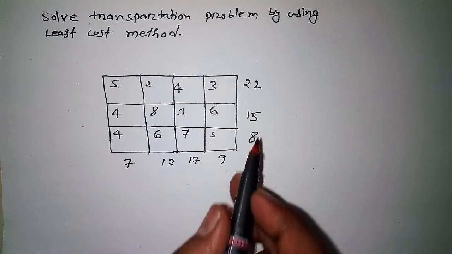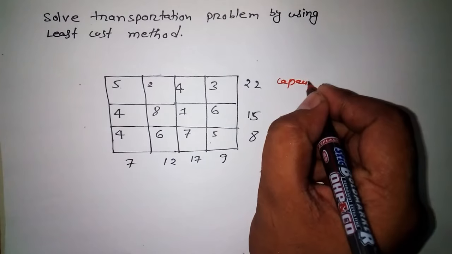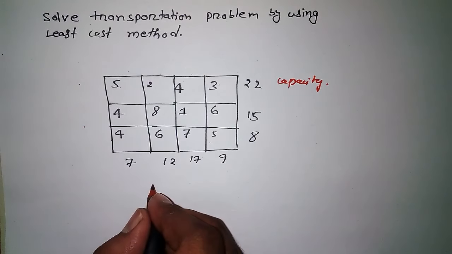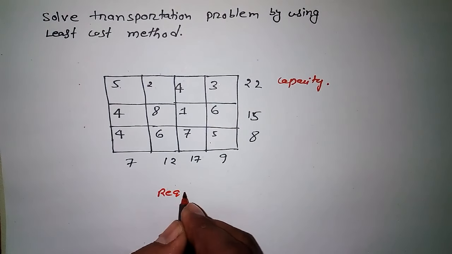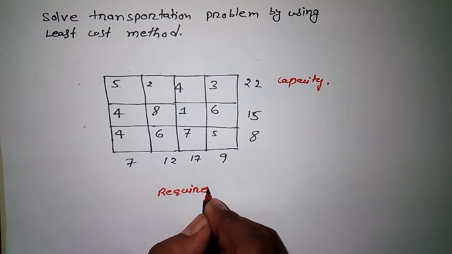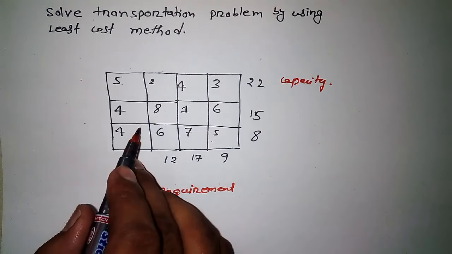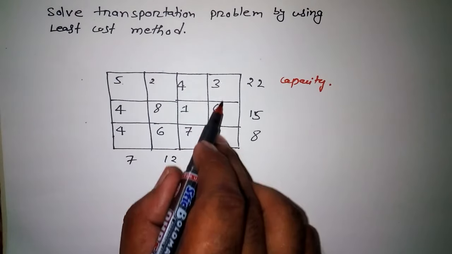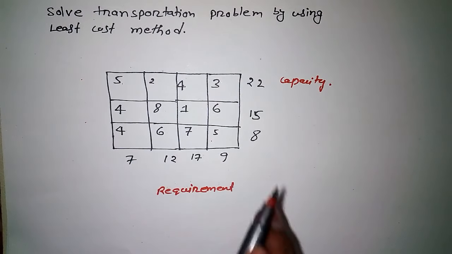We are having two sets of data here. This side is known as capacity, and this side is requirement, or we can say demand. For solving this question by using the least cost method, we need to find out first which one is the least cost in this table other than these values.